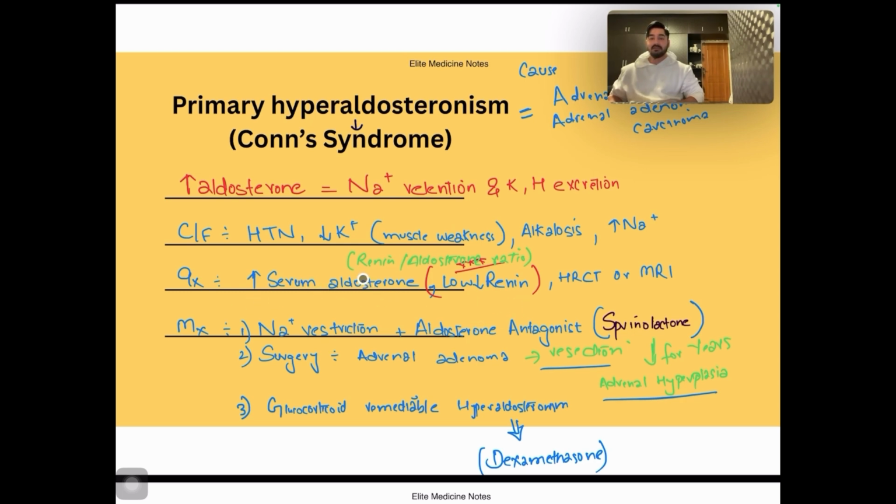So the investigation is the renin aldosterone ratio, in which the serum aldosterone level will be increased and there will be low renin. Okay, for localization of the tumor, you can do HRCT or MRI.